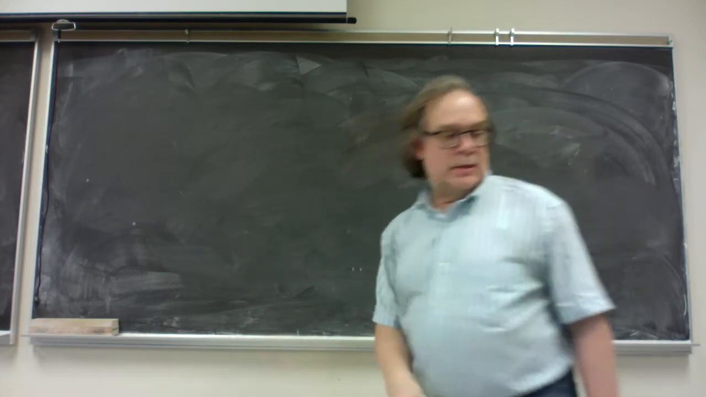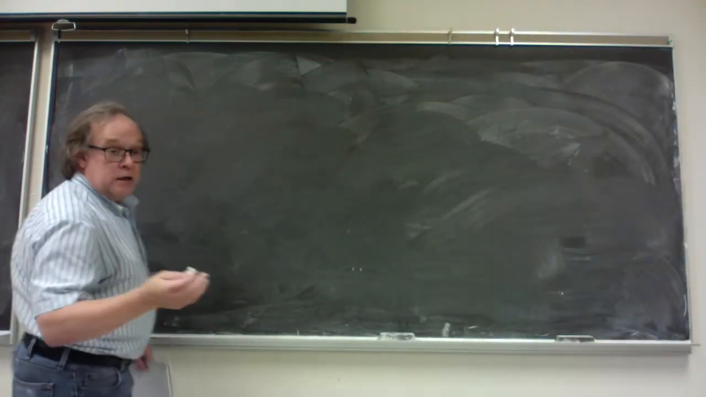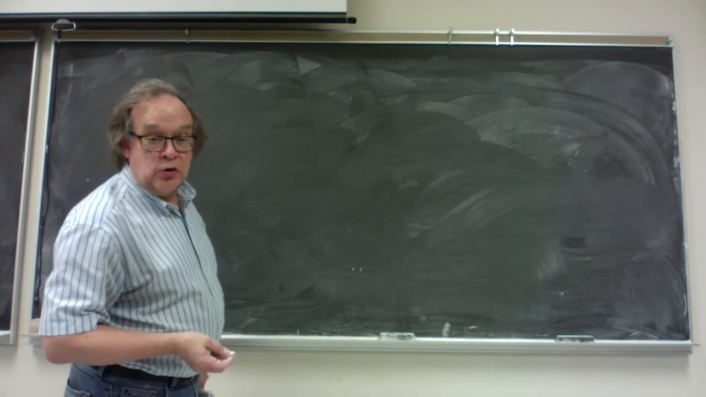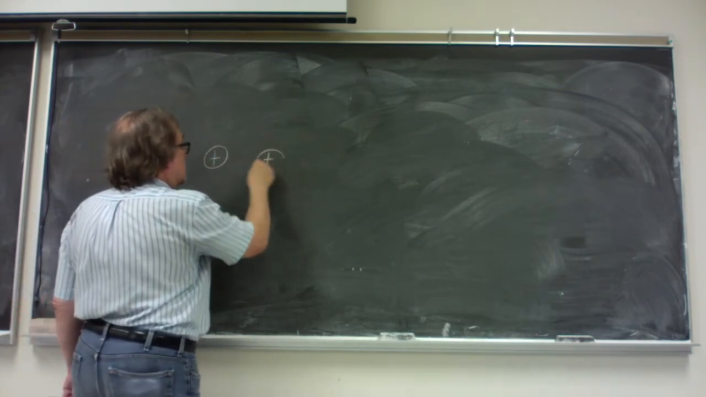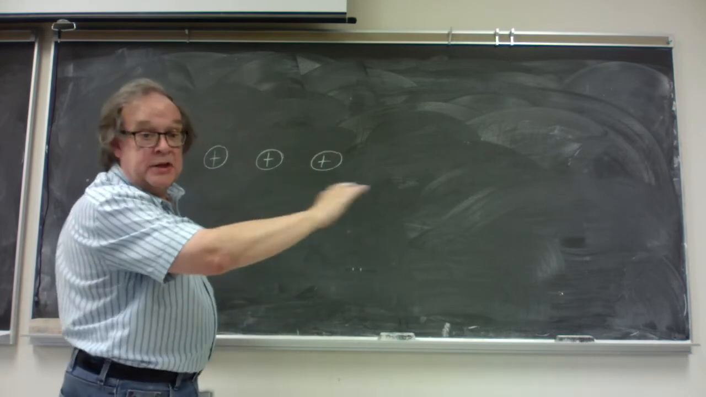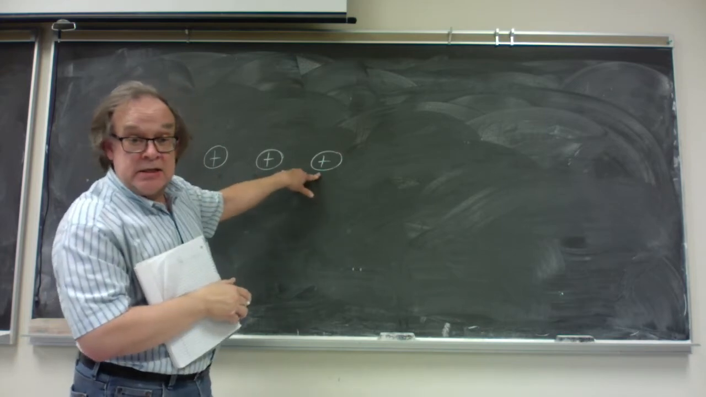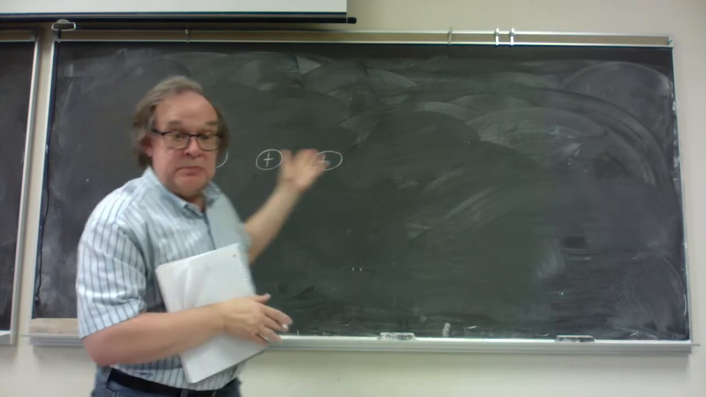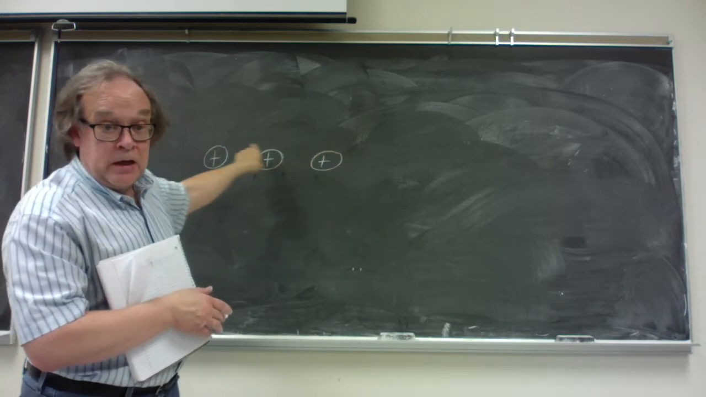So let's imagine this. We've got three charged particles. It's a positive one, and then another positive one, and then another positive one. To keep things simple, we'll say that they're all evenly spaced. Right? This distance is the same as this distance. And again, to keep things simple, we'll say that they all have the same amount of charge.